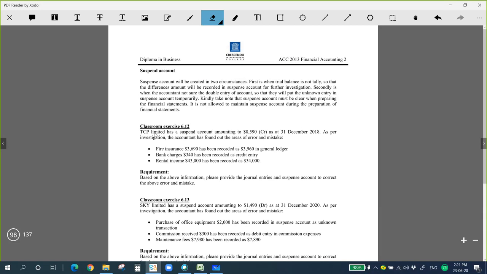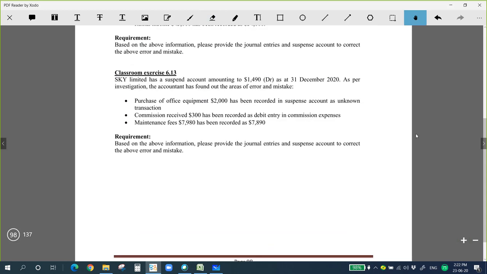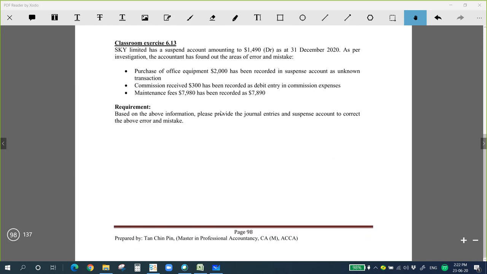So we are going to discuss classroom exercise 6.12. Sky Limited has a suspend account amounting to 1490 debit as at 31st December 2020. As per investigation, the accountant has found out the areas of error and mistake. Purchase of office equipment 2000 has been recorded and so on. Based on the above information, we are required to provide the journal entry and also the suspend account to correct the above errors and mistakes. So take up your draft paper.